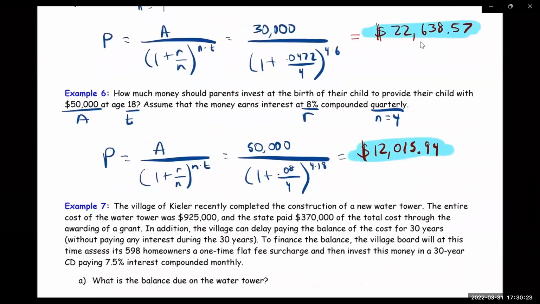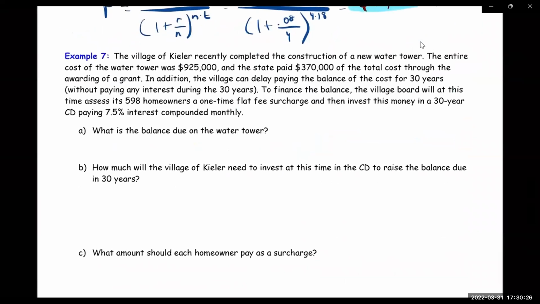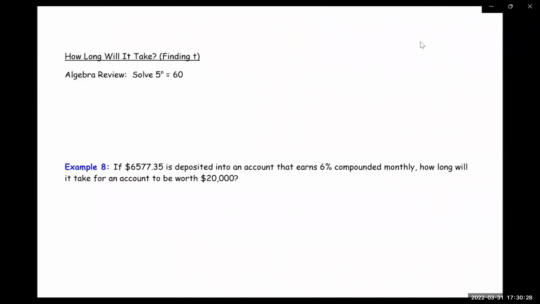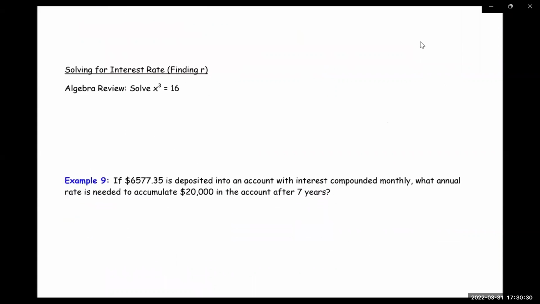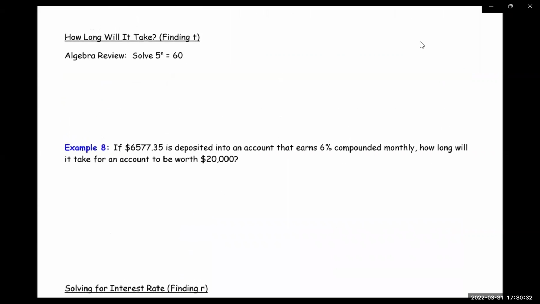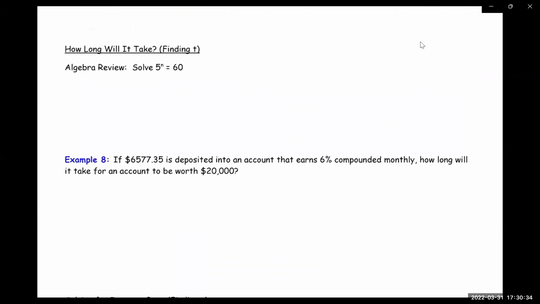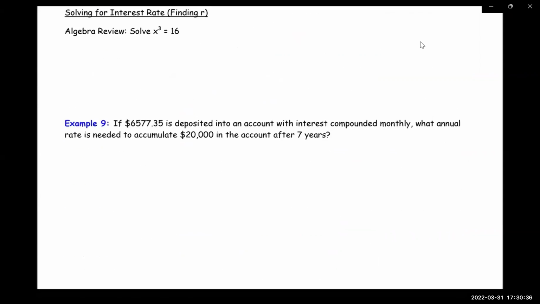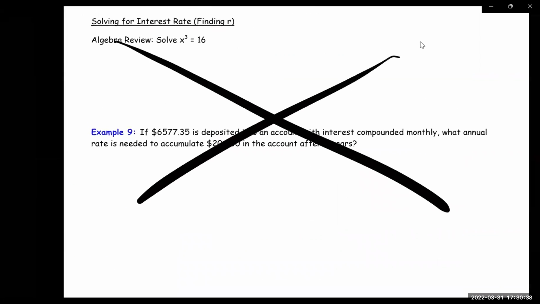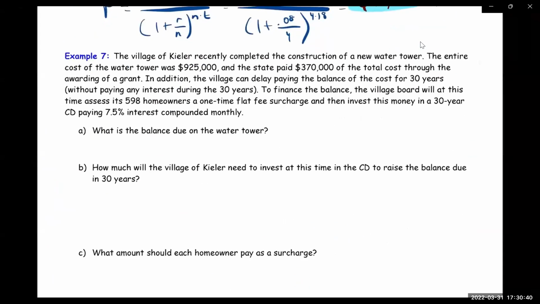All right. I think there's one more problem. Let me see. Yeah, we're not gonna do these. You're not gonna be responsible for this page. So we're just gonna do the final problem.